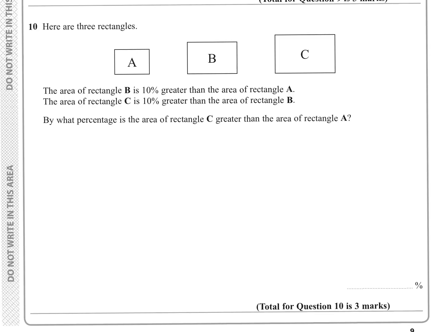Question 10. Here are three rectangles, A, B and C, and they seem to be getting larger each time. And it says the area of rectangle B is 10% greater than the area of rectangle A. So it looks as though the multiplier would be, you'd have to times by 1.1. Because don't forget, if I have a quantity and I times it by 1, it remains 100% of what it was to start with.